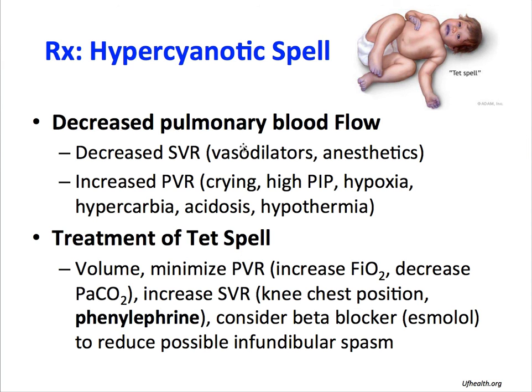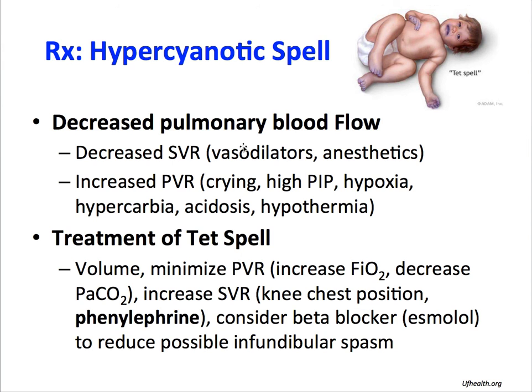Increasing pulmonary vascular resistance also increases the right to left shunt. Blood doesn't want to go out into the lung. It wants to go right to left from that right ventricle, which is trying to pump into the lung, but the pressures are so high there that it preferentially goes right to left into the left ventricle. So a crying patient, high peak airway pressures, hypoxia, hypercarbia, cold, acidosis, things that increase pulmonary vascular resistance, increase the right to left shunt, decreasing pulmonary blood flow, and the patient turns blue.